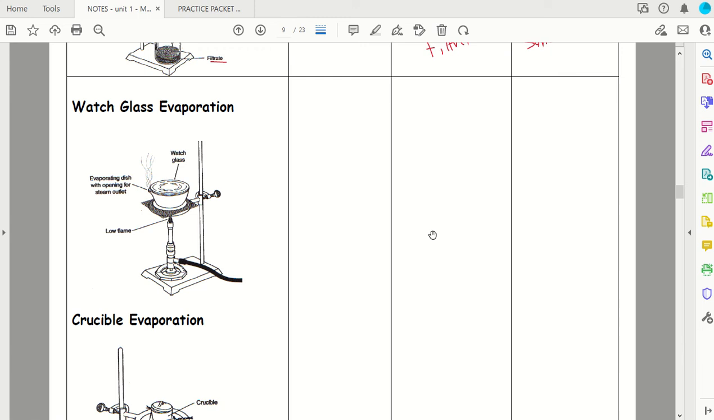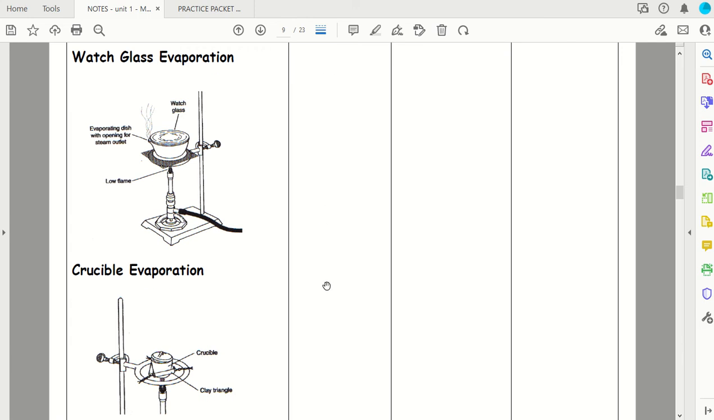How are we going to separate? Well, since we're evaporating, we're simply vaporizing something. That's called a physical change. So there's no tricky thing there. The other thing is it's a way to separate a solute from a solvent. I'll explain that in a second. Separate solute from solvent.